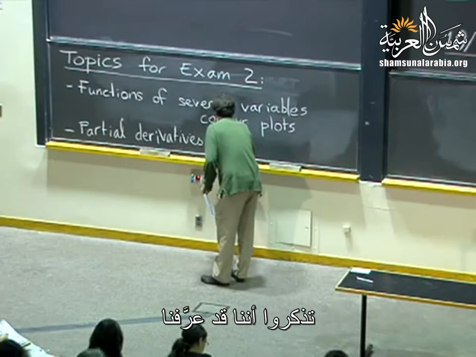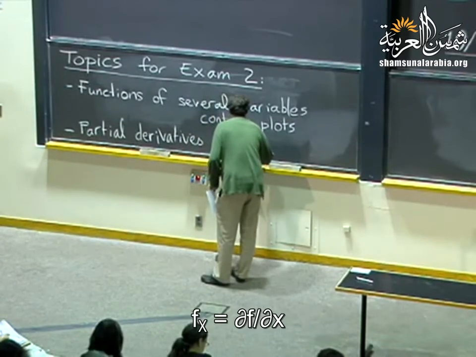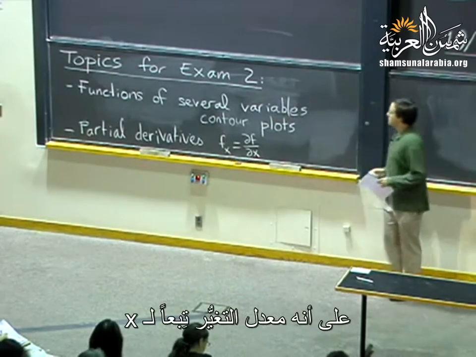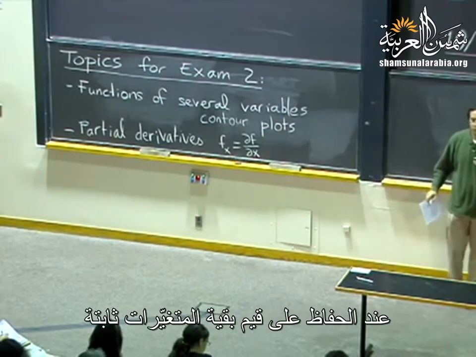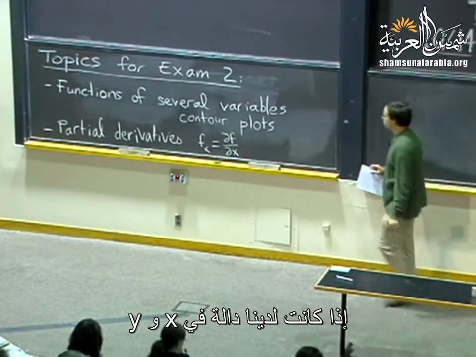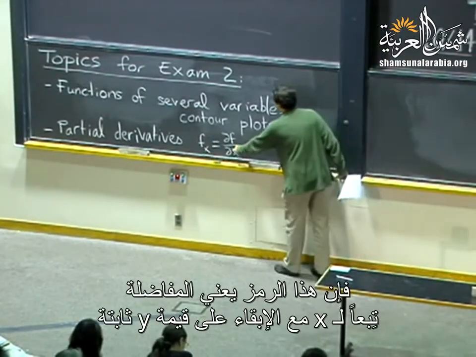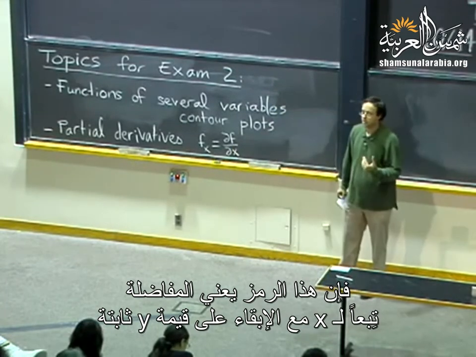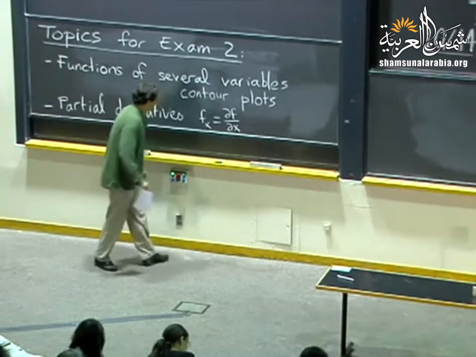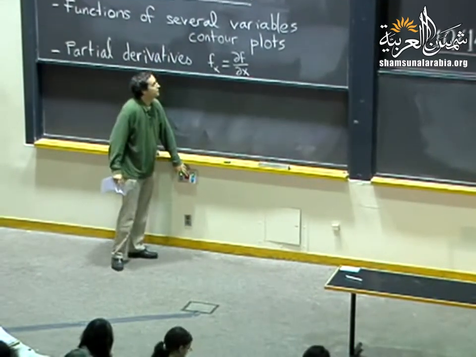Remember, we've defined the partial of f with respect to some variable, say x, to be the rate of change with respect to x when we hold all the other variables constant. So if you have a function of x and y, this symbol means you differentiate with respect to x, treating y as a constant.